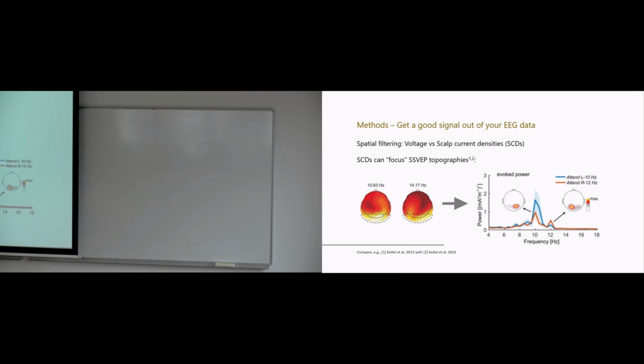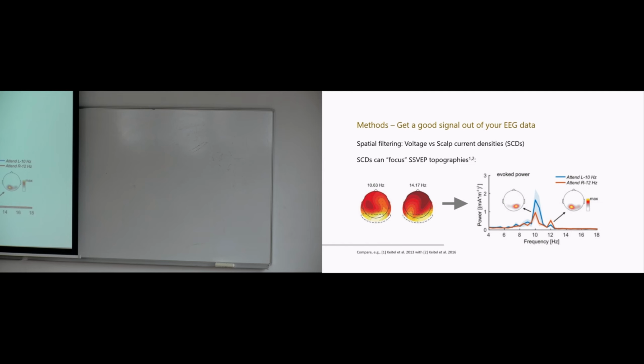So it's a one-liner in MATLAB to convert your voltage into scalp current densities. What that does is it usually focuses the scalp projection of the steady-state response generated by the stimulus. I have an example for you here, unfortunately not from the same data set, but same frequencies and roughly similar stimulation. So we have lateralized stimulation: a stimulus left and a stimulus right, one flickering at 10 Hertz and the other one at 14 Hertz.